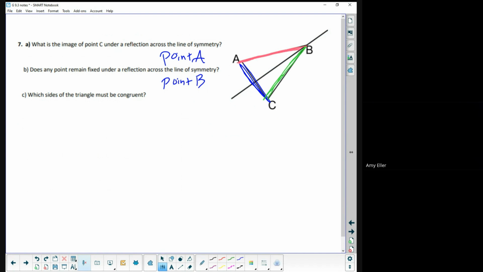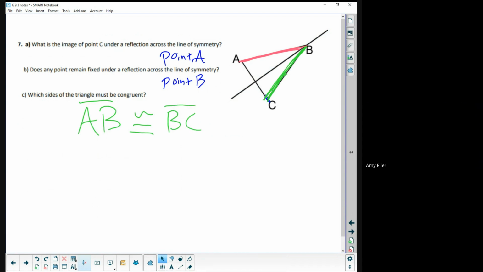AB, when it gets flipped, is going to map right on top of CB. So, of the 3 sides of the triangle, AB is congruent to BC. Nice to put the segment bars above it. Congruent means equal measure.